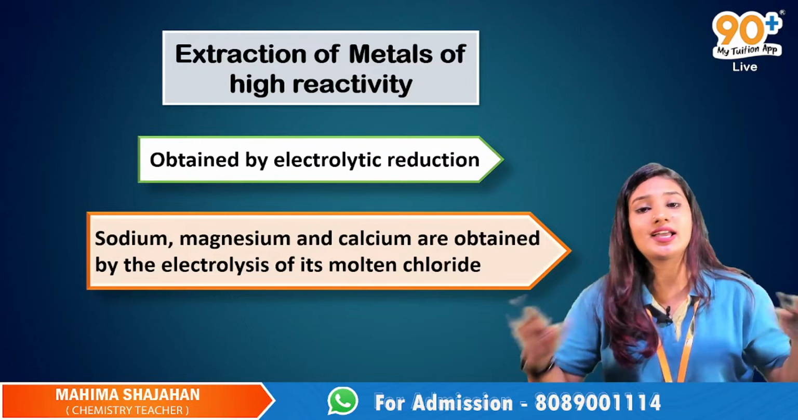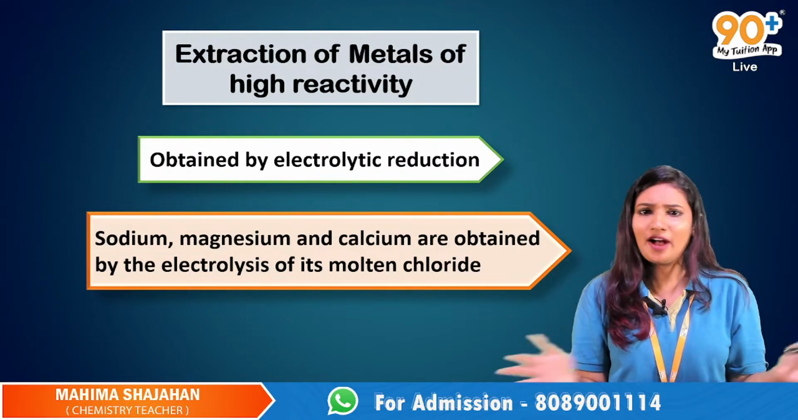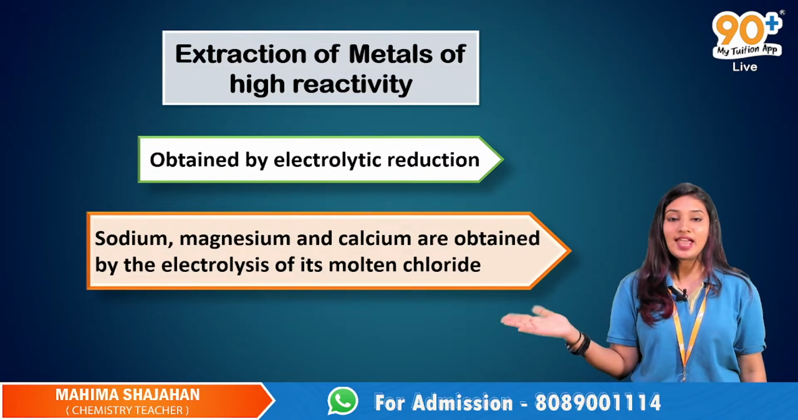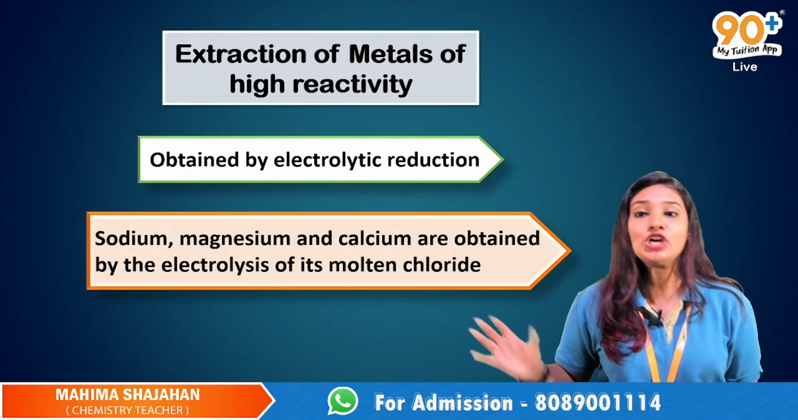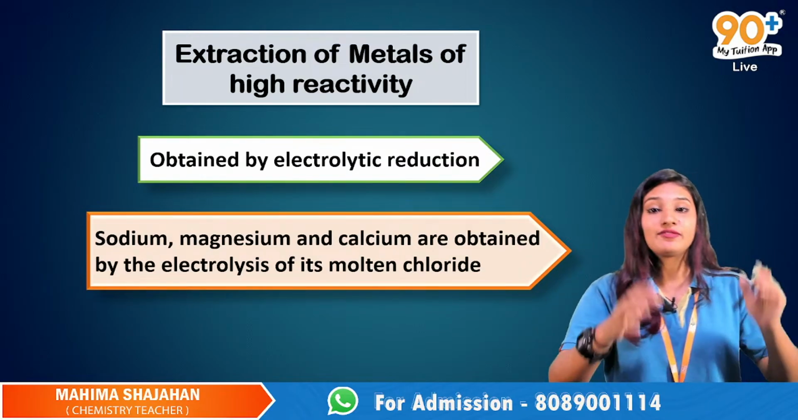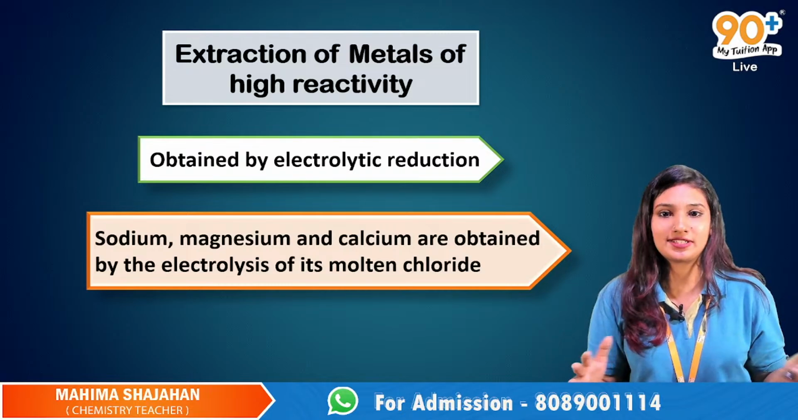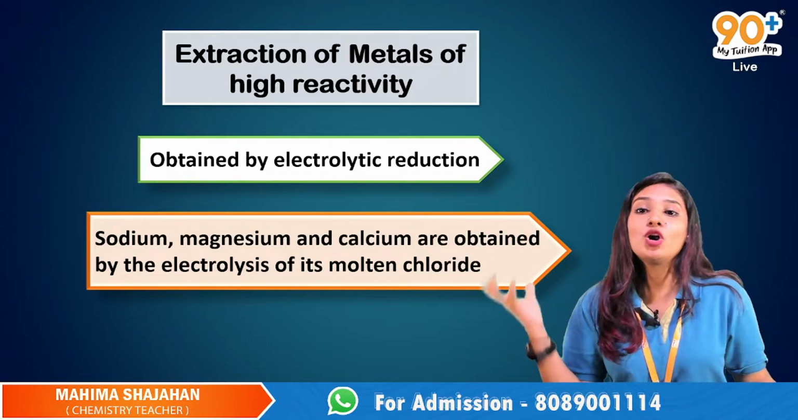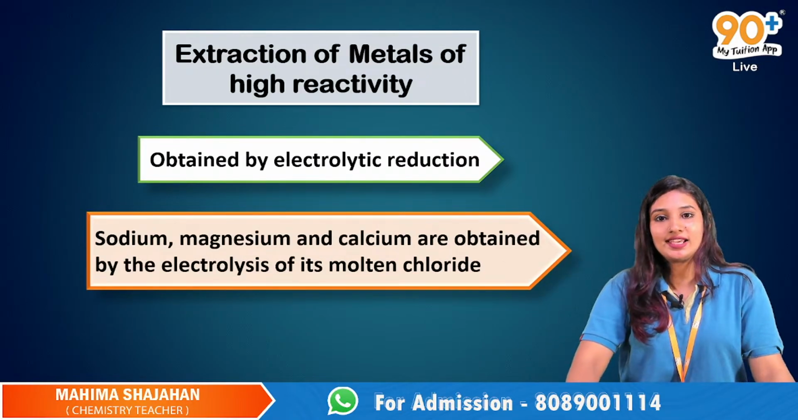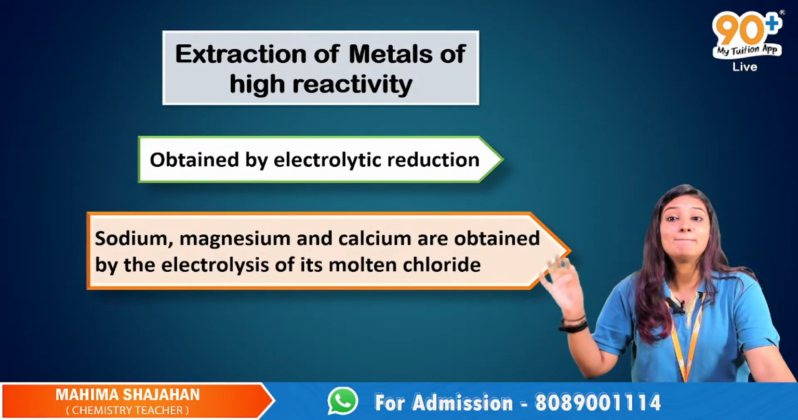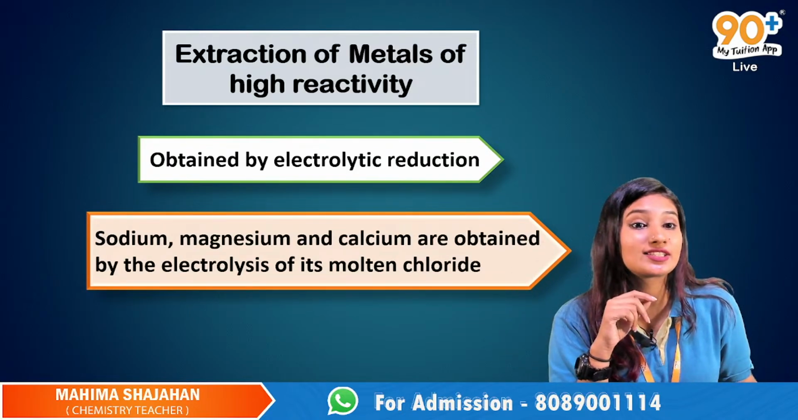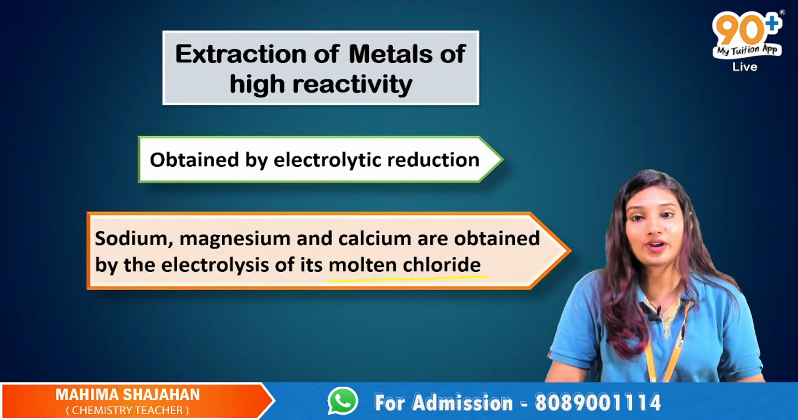These metals do not usually exist in the free state because they are highly reactive. They commonly exist as their chlorides, and some of them exist as oxides as well. Chlorides are the majority, so we take the chloride and melt it. The metals like sodium, magnesium and calcium are obtained by the electrolysis of their molten chloride.